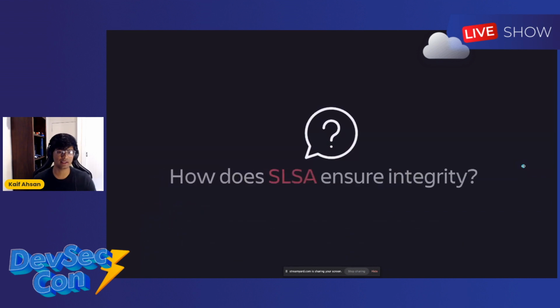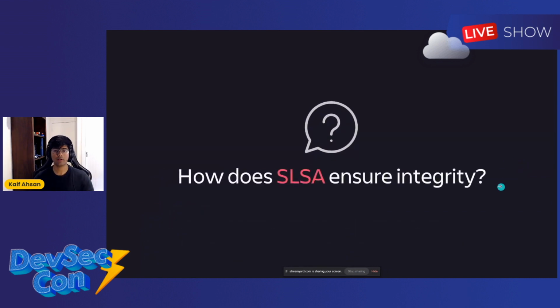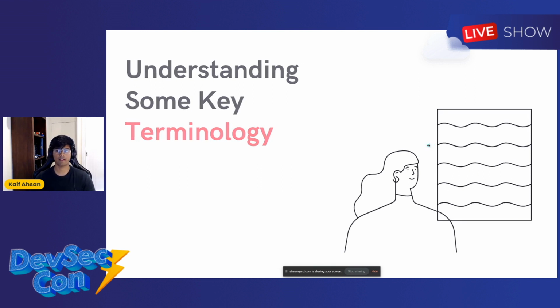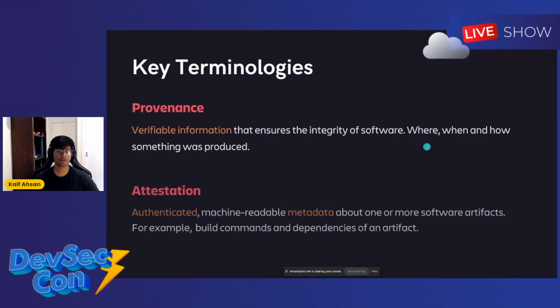So how does SLSA actually do that? To understand that, we need to be aware of a few basic terminologies. Now, these terminologies are going to be used a lot throughout this presentation, as well as when you explore SLSA by yourself, you'll come across them quite a bit. So it's quite important that we cover them. The first two major ones I'm going to cover are two big words: provenance and attestation.